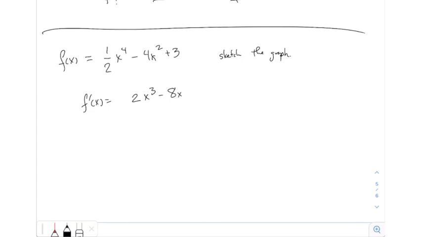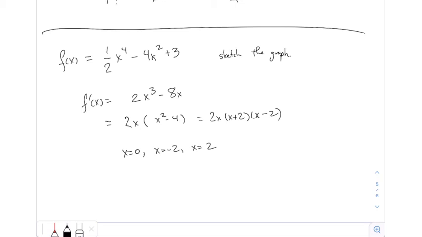I'm going to factor like I usually do. Factor out 2x, and what remains is x squared minus 4. And that x squared minus 4 can factor as x plus 2 and x minus 2. So I get a total of 3 critical numbers this time. They are x equals 0, x equals minus 2, x equals plus 2, right? These are the 3 critical numbers.